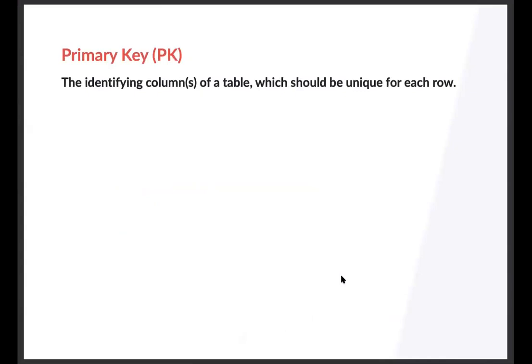So a primary key is essentially the identifying column or columns. It can actually be multiple columns, which we'll talk about later. But it's the identifying columns of a table which should be unique for each row, right? No two rows should ever have the same primary key.